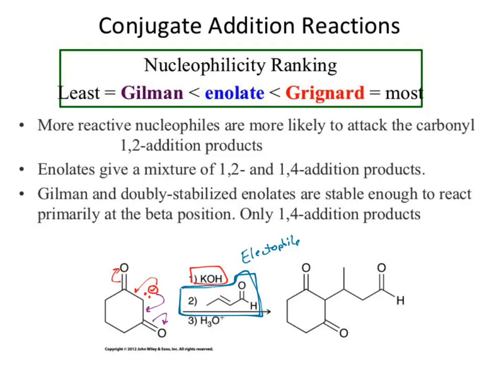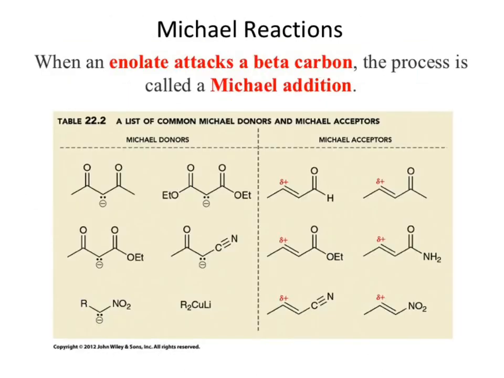So why does it all of a sudden get its own name? I have no clue, but it does. When an enolate attacks the beta carbon, which is another way of saying the enolate attacks the 4 position, or in a 1,4 addition type situation, that reaction is known as a Michael addition. Yeah, that's it. That's literally it.